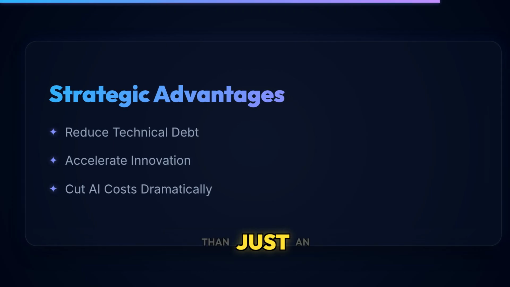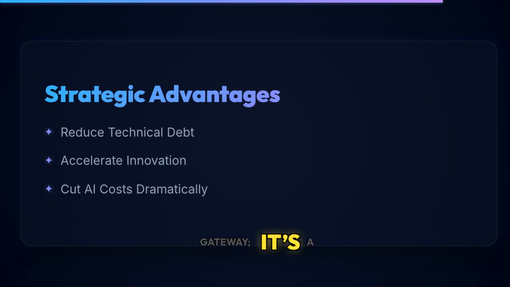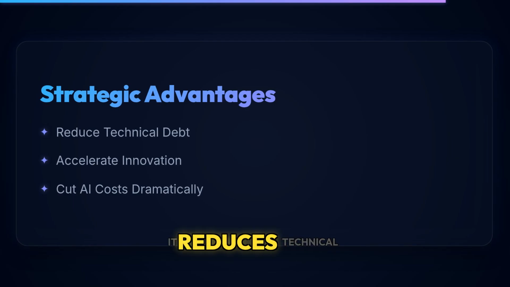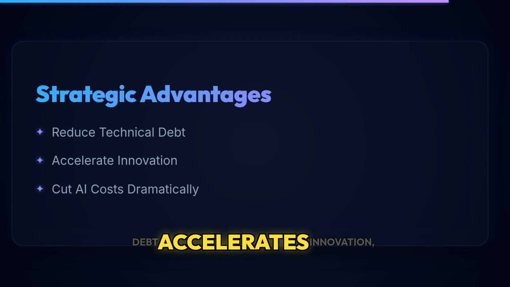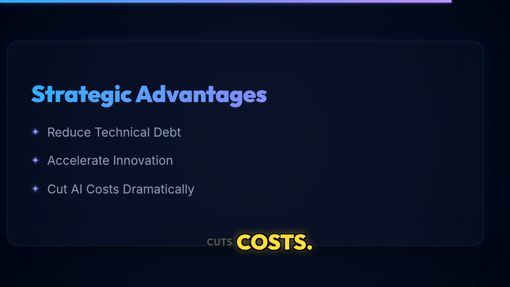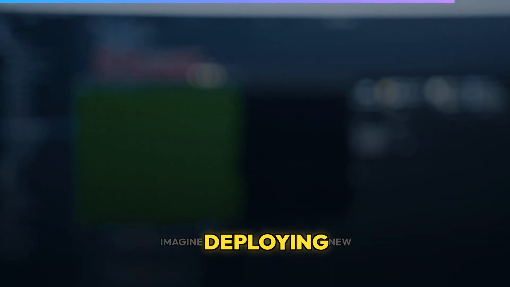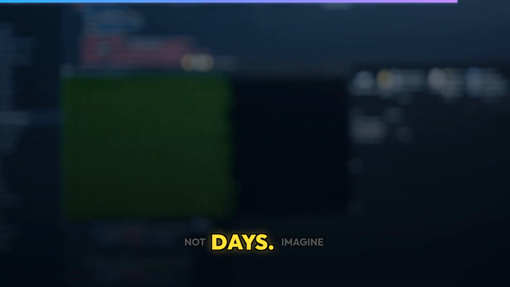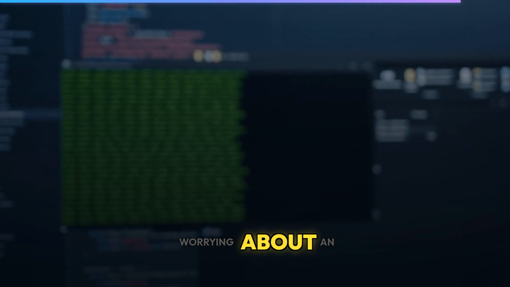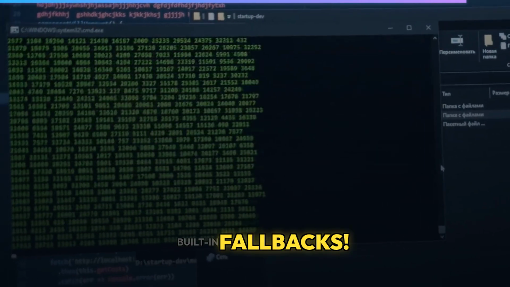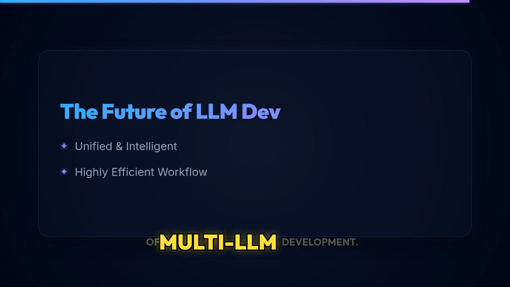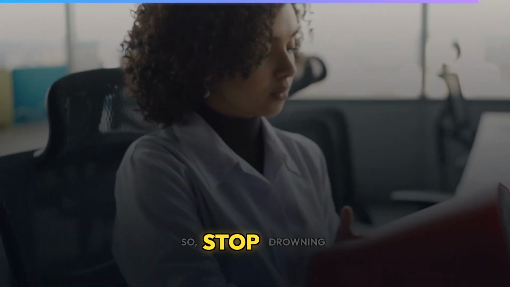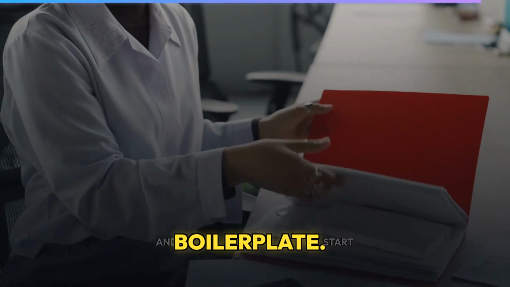OpenRouter is more than just an API gateway. It's a strategic decision. It reduces technical debt, accelerates innovation, and dramatically cuts costs. Imagine deploying new LLMs in minutes, not days. Imagine never worrying about an individual provider's outage again, thanks to built-in fallbacks. This is the future of multi-LLM development, a unified, intelligent, and highly efficient approach. So, stop drowning in API keys and boilerplate.